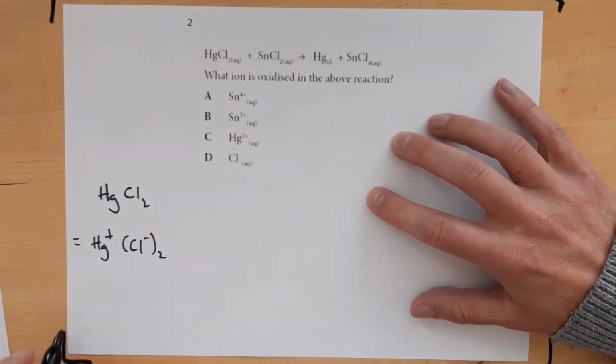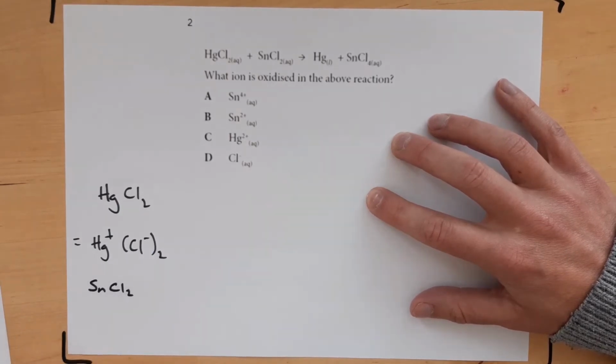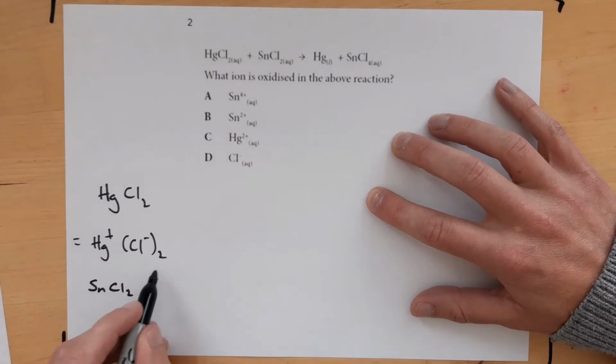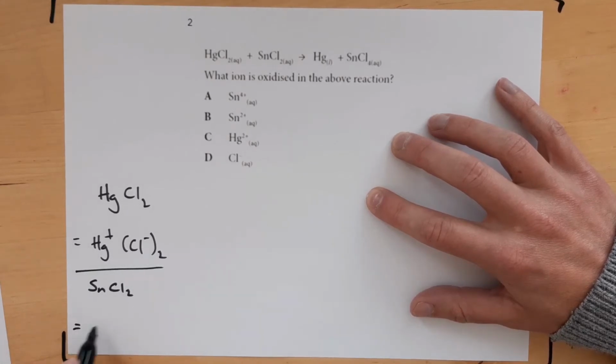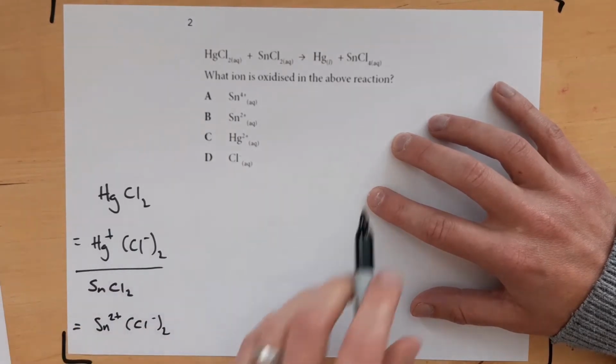We've also got SnCl2 as well. So what do we have here? So let's just draw a line under that. Well, that equals, again, we're going to have 2 lots of the Cl minus, because the chloride ion is always Cl minus, 2 lots of them. If the overall charge on this is neutral, that must mean that this is also Sn2 plus. Okay, so that's what we're dealing with here.